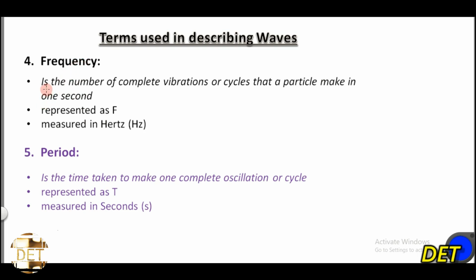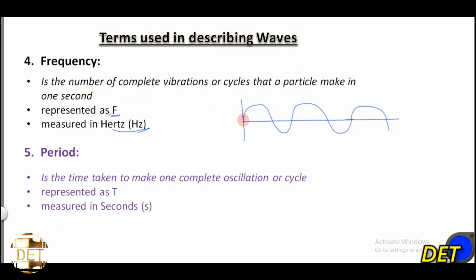Having known that, let's look at the next term used in describing waves, which is frequency. Frequency is the number of complete vibrations or cycles that a particle makes in 1 second. So let's take this as a wave. Frequency, like I said, is the number of complete cycles that a particle makes in 1 second. It is represented as f and it is measured in hertz.